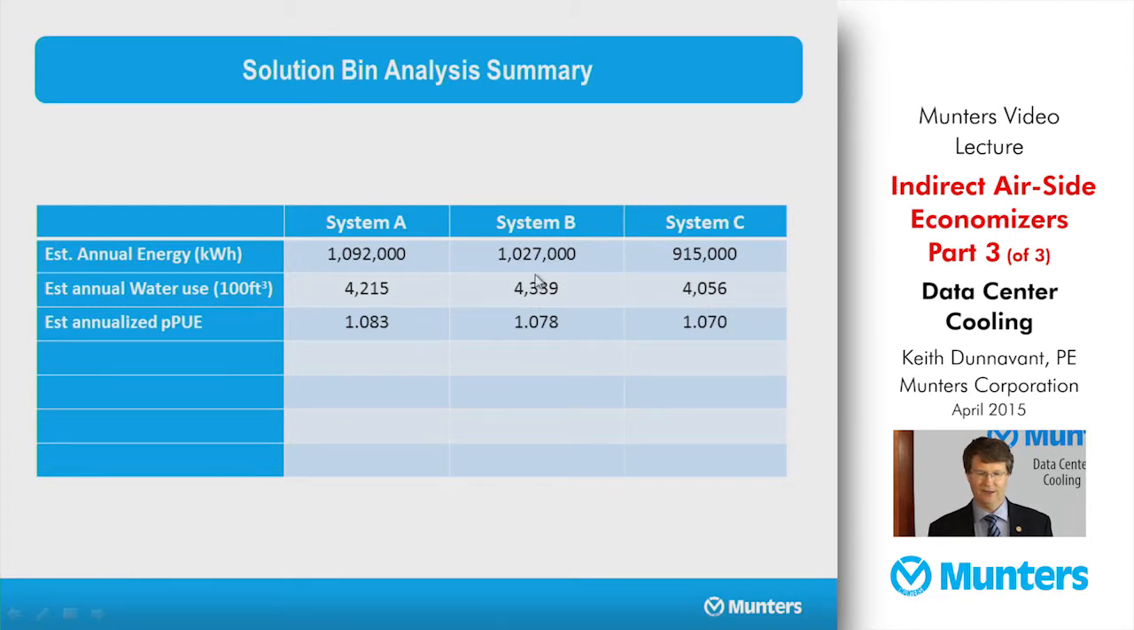And to help you understand some of this, it has to do with the fan heat addition. The reason this drops off is that, by having the benefit of the higher delta T, there's less fan power to circulate the air, and that has an impact on the fan heat that has to be rejected, and so that's why that number is a little bit lower. And here are your estimated partial PUEs annualized. So we've got very nice low partial PUEs: 1.083 for system A, 1.078 for system B, and 1.07 for system C.